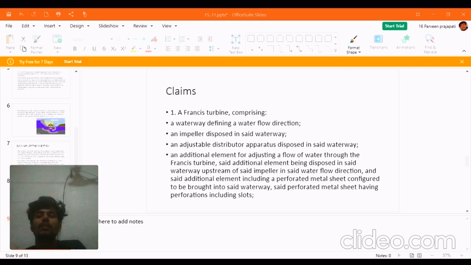And after that, sir, there are some claims we have just seen. The first claim is that in this water flow, a directly defined and implicit disposal is a waterway, and an additional element for adjacent flow of water through the Francis turbine sets the additional element begin disposal.